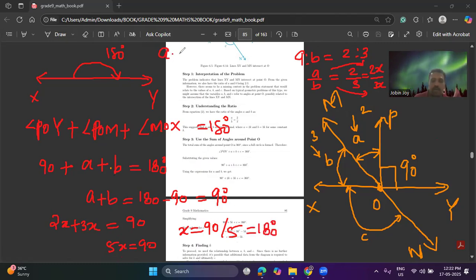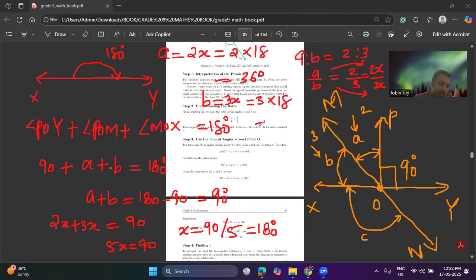So if x equal to 18, then what is A? A equal to 2x. So that means 2 into 18. What is 2 into 18? 36 degree. What is B? B is equal to 3x. 3 into 18. What is 3 into 18? 54 degree. So the value of A is 36 degree and the value of B is 54 degree. When you add these two, you will get 90 degree. A plus B is equal to 90 degree. Next is calculate what? C, right?